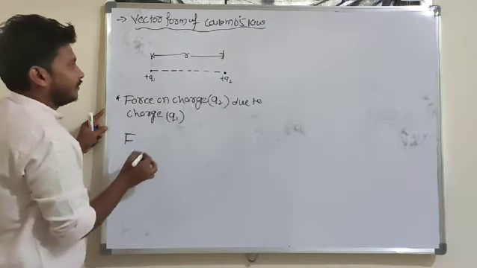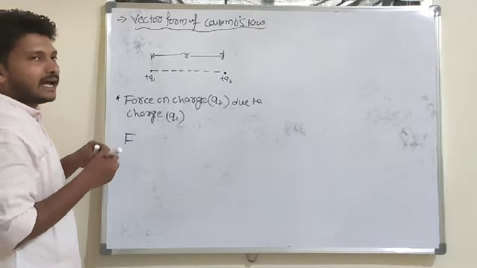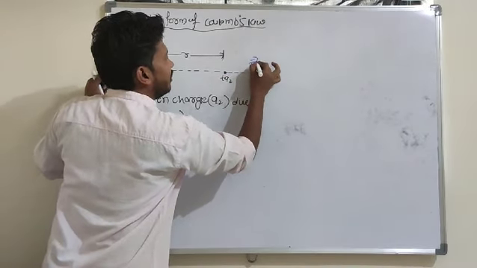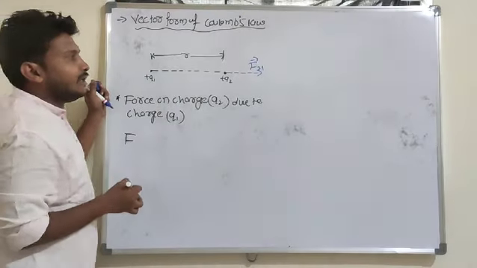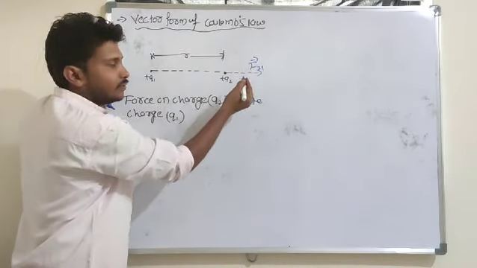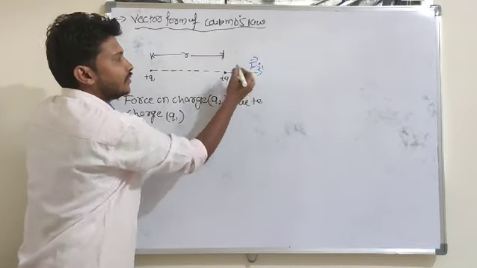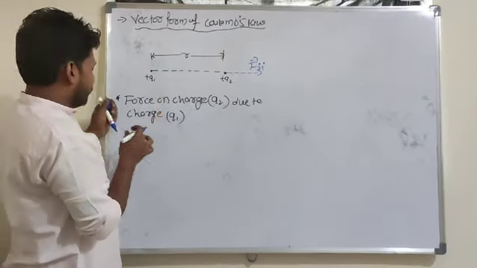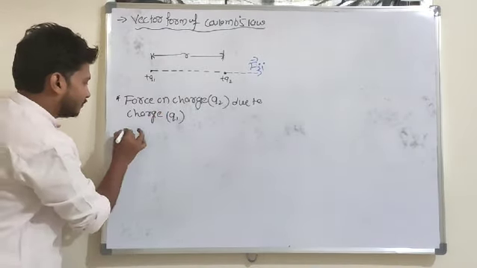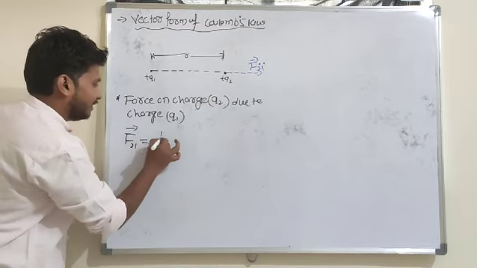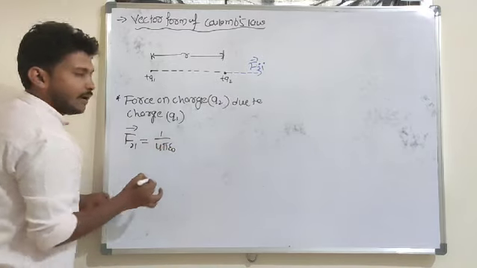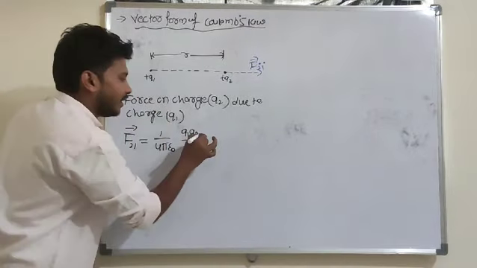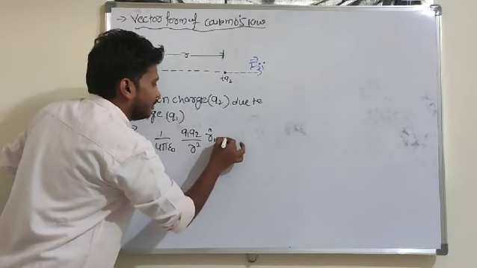So let me write that force. For example, here the force is acting on the charge q2. This force I will take as F21. What is the meaning of F21? F21 means force on charge q2 due to charge q1 here. So F21 is equal to 1 by 4 pi epsilon naught, q1 into q2 by r square, r cap of 12.